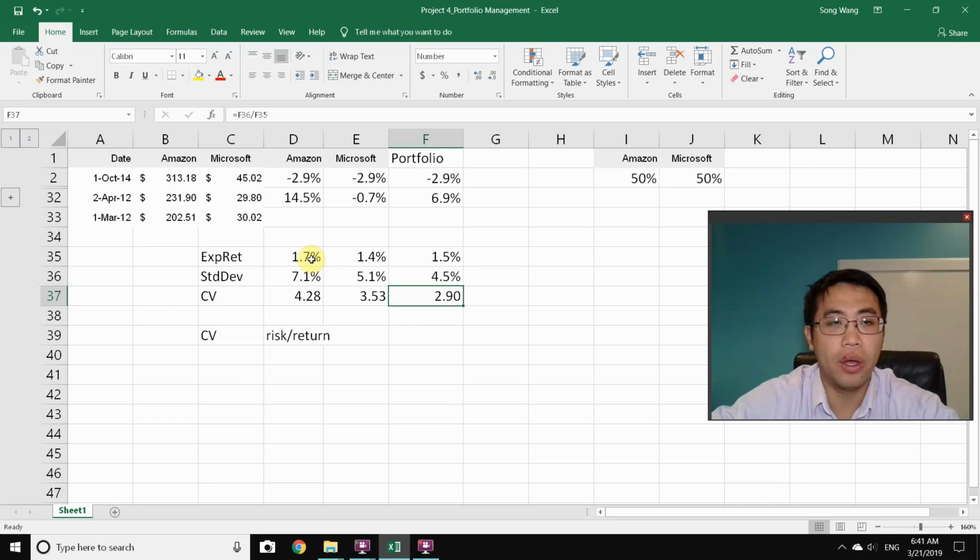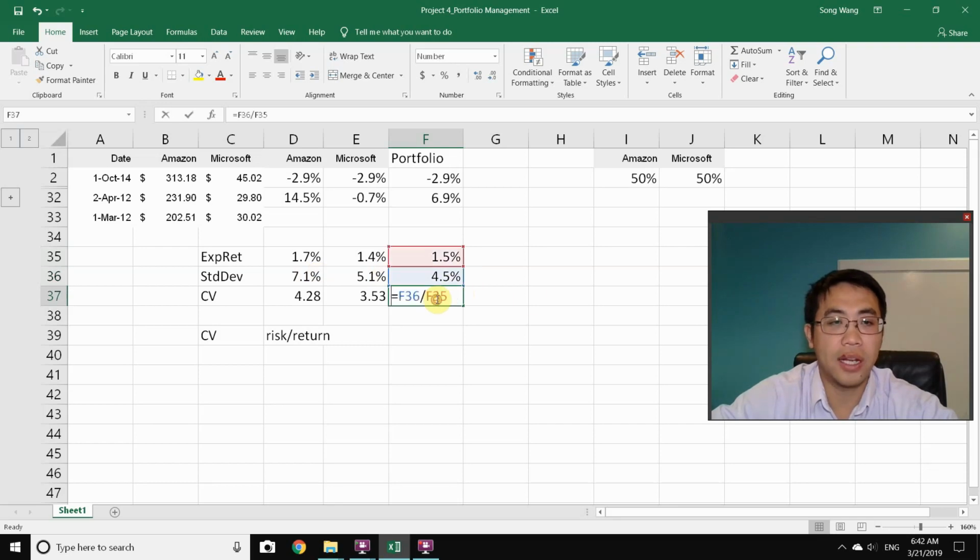If you combine both, you will see that the expected return for the portfolio is cut in the middle, in between 1.7 and 1.4, whereas the risk is lower than either of the two. So that's basically the beauty of diversification. You do not compromise, you do not sacrifice your return for the portfolio, but you do get a huge benefit by reducing the overall risk of the portfolio.